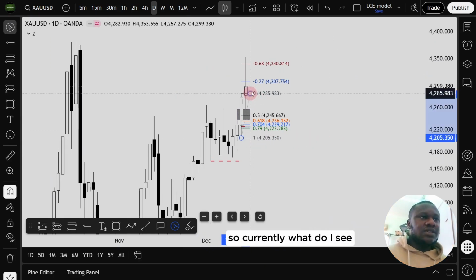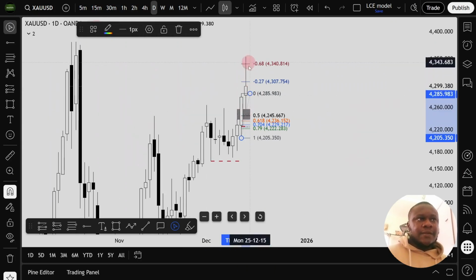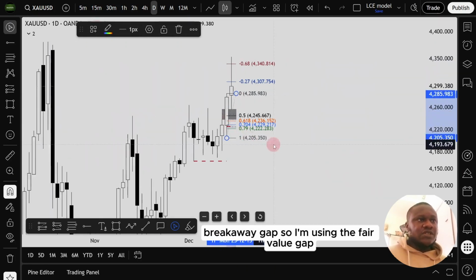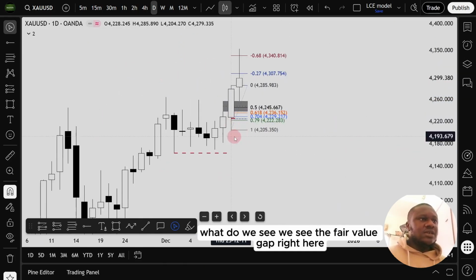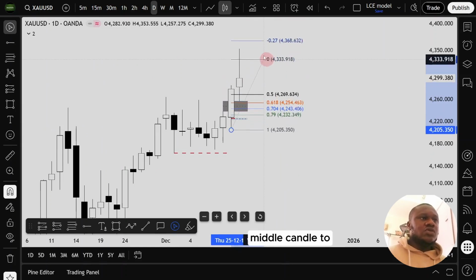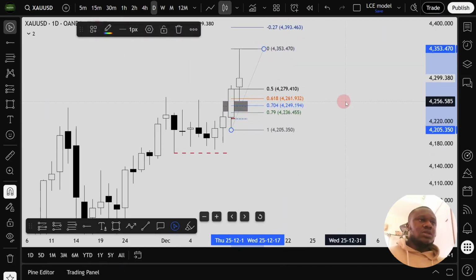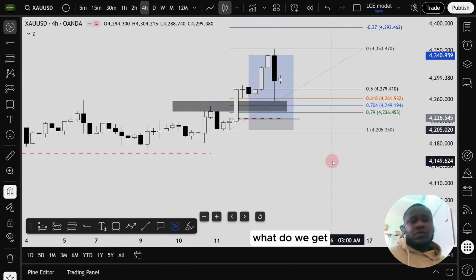So currently, what do I see? I'm not interested in taking this breakaway gap, so I'm using the fair value gap. What do we see? We see the fair value gap right here on the daily time frame. You measure it out from the middle candle to the third candle, all right? And when we drop down to the 4-hour time frame, what do we get?